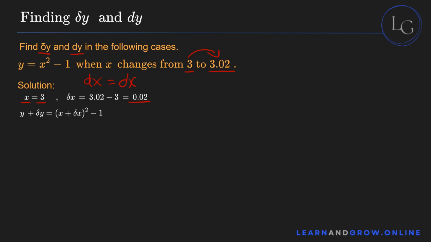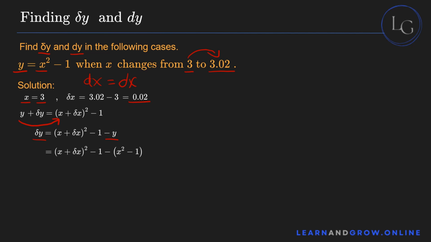Now, y plus delta y is equal to x plus delta x whole square minus 1 because, as you know, from differentiation, by definition, you will replace y with y plus delta y and x with x plus delta x. So this x squared becomes x plus delta x whole square, and this minus 1 remains as it is. Now, delta y, when you take this y to the right hand side, it turns into minus y, and delta y remains on the left hand side.